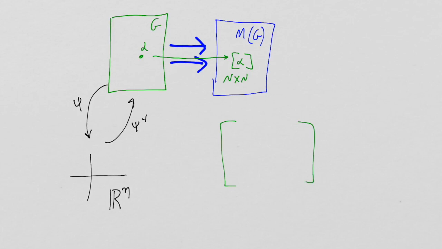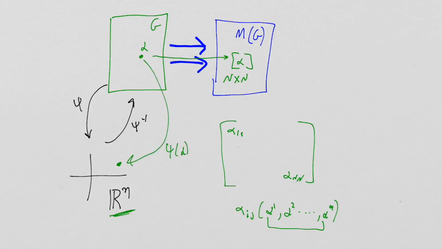For this matrix, you would have alpha 1,1 all the way to alpha n,n, and each alpha i,j is a function of these different parameters. Those parameters would be alpha 1, alpha 2, dot dot dot, all the way to alpha eta, where these are the coordinates of the point alpha, mapped through psi of alpha. This is an ordered eta-tuple, alpha 1 all the way to alpha eta. That's what this mapping psi gives us: the coordinates of that point.